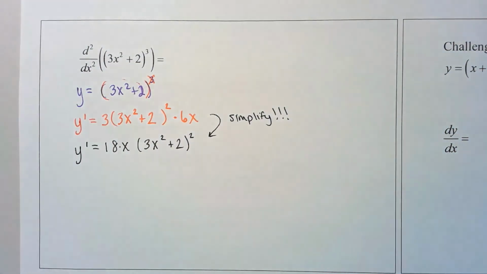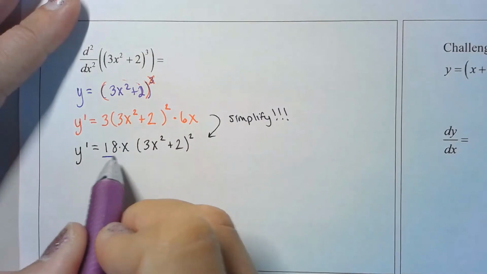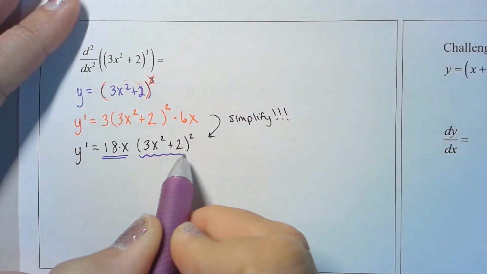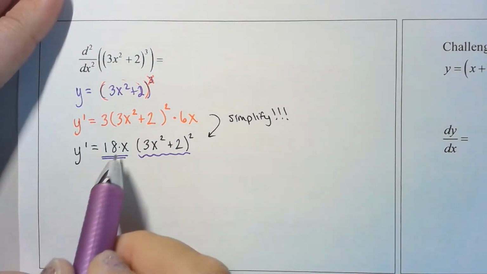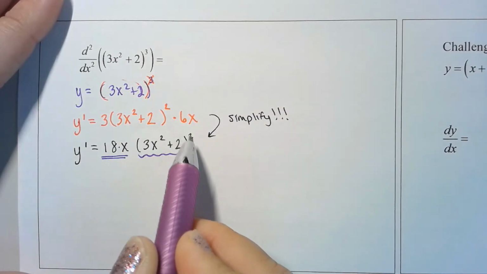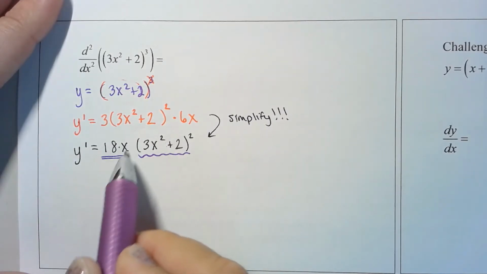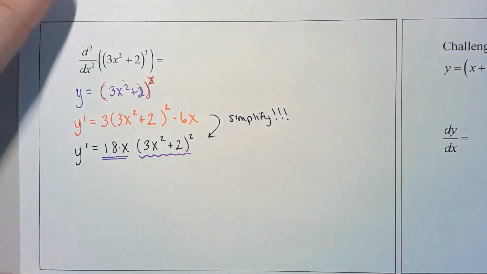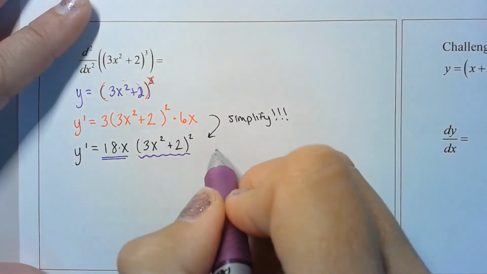Anytime you need to take a derivative again and again and again, definitely simplify before you move on. All right, so what we have now is a product of two functions, don't we? We have variables here, we have variables here. I don't necessarily want to FOIL this out and distribute an 18x. We could, you could, but I'm going to use the product rule.